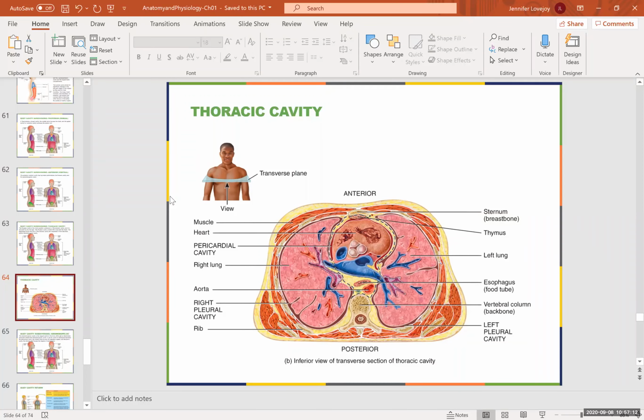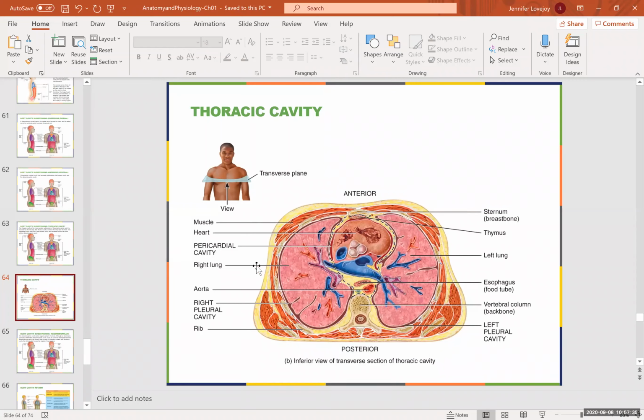So they've sliced through his body so we could see this thoracic cavity and see where everything is situated. And then it says this is an inferior view. So we're looking up at his body. See where this arrow is? That's where we're looking up at him.